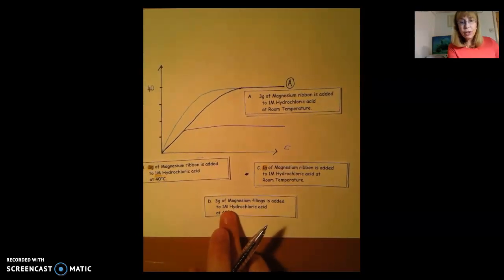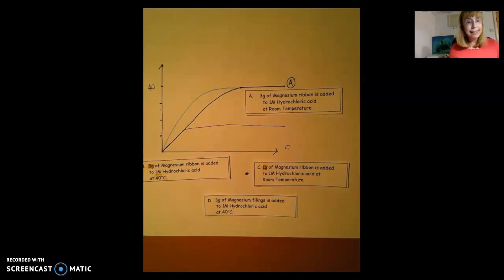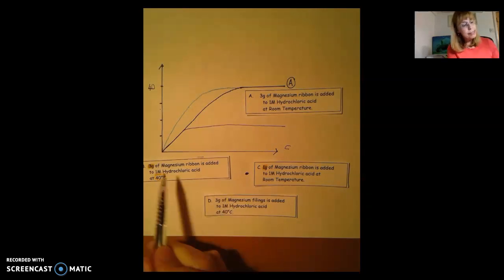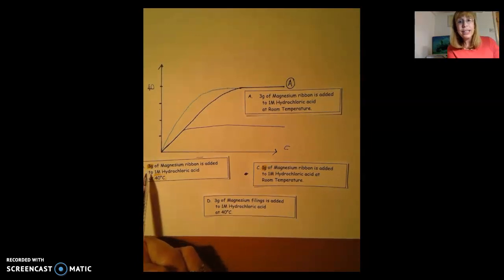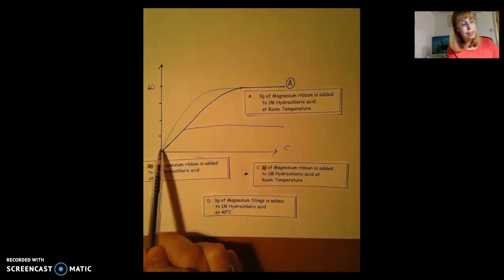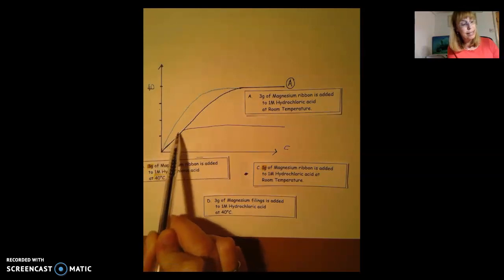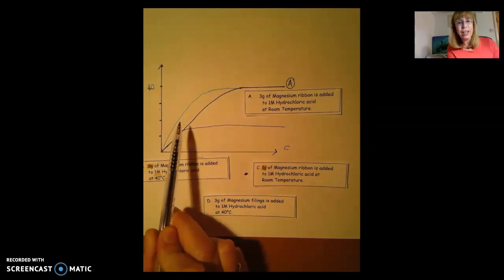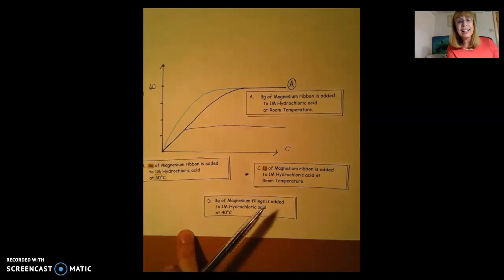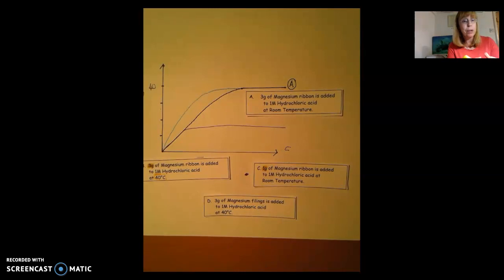The last one, if I've got 3 grams of magnesium filings, now what's filings? Filings means it's little particles, so it's powdered. So straight away, I've increased the surface area. 3 grams of magnesium filings added to 1 molar hydrochloric acid at 40 degrees Celsius. So it's going to be very similar to B, except not only does it have a high temperature, so it's going to have a steeper gradient than A, but in addition to the high temperature, it has a greater surface area because smaller parts have a greater surface area to react with.